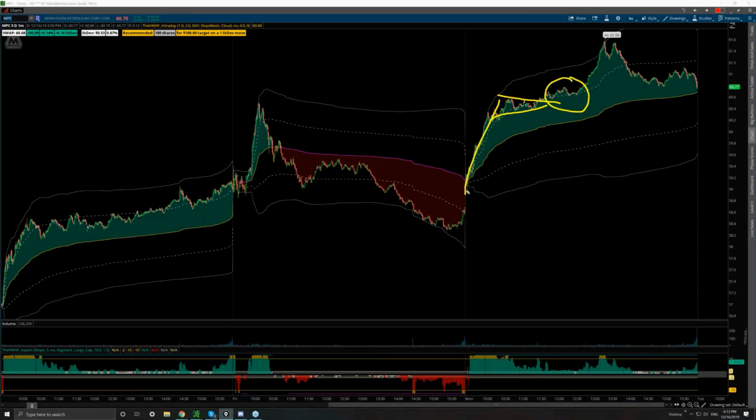Let me draw in a different color. It's continuing with that organic curvature and swooping to it. That's a beauty.